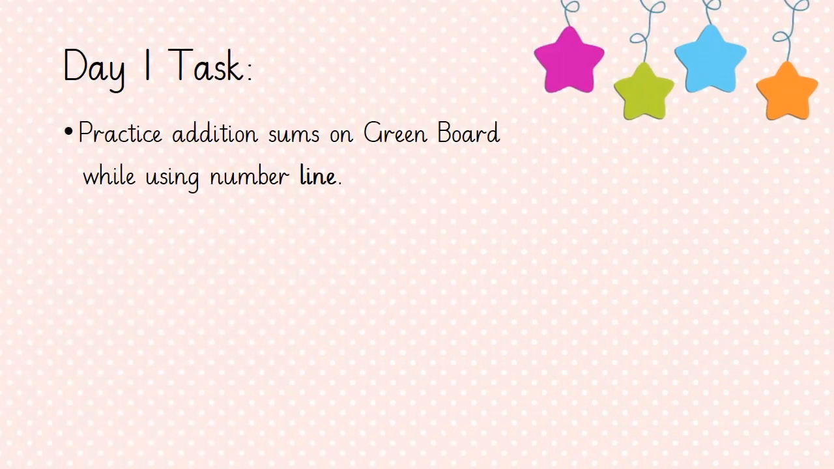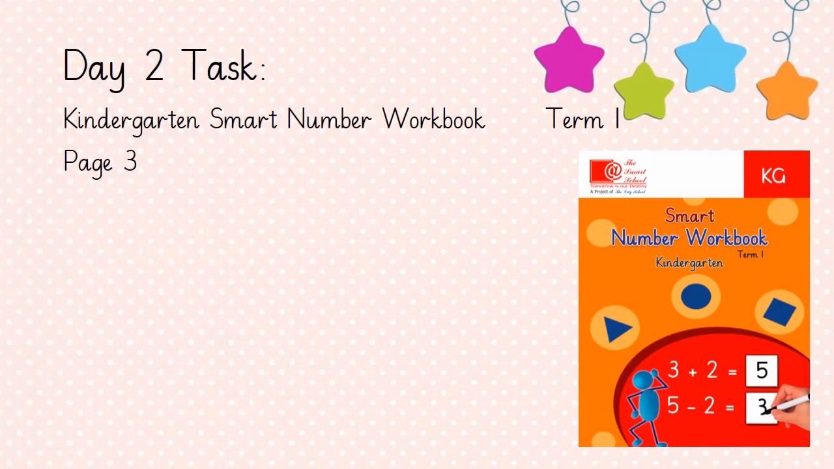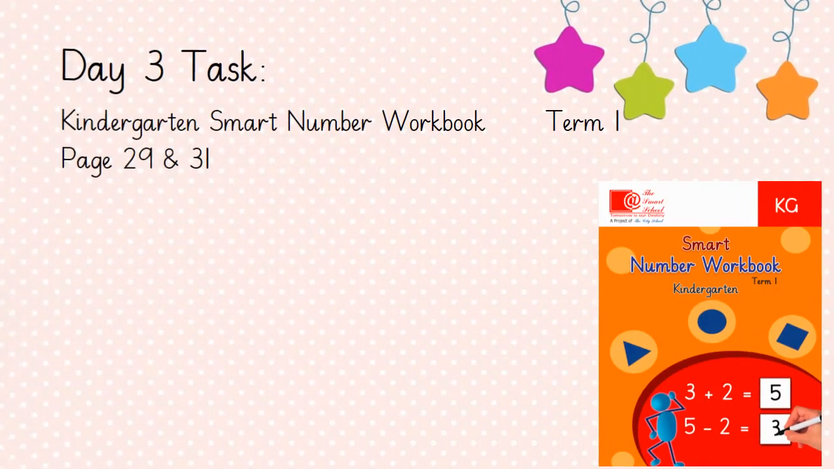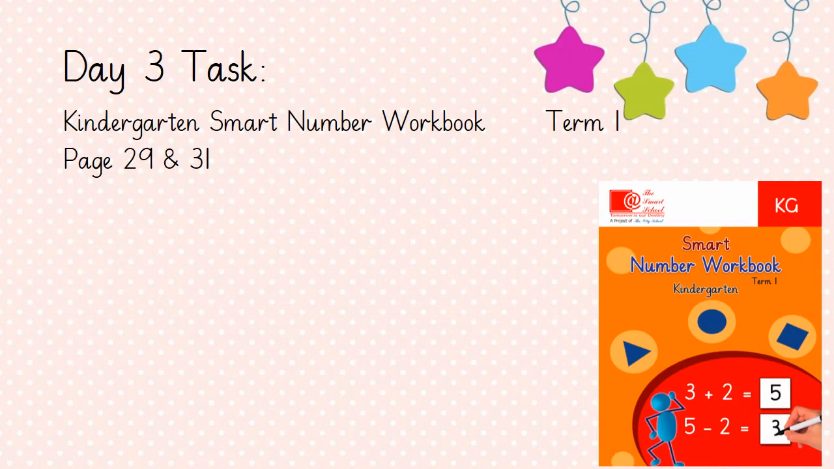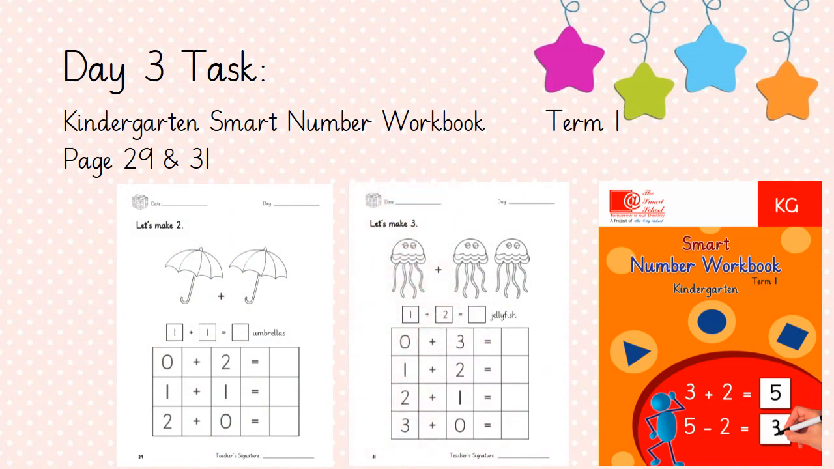It's time to do some more practice of addition sums on our green board while using number line. One sum has been done for you. Now you can solve the rest of the addition sums and show them to your teacher. Best of luck everyone. Take out your Smart Number Workbook, open page number 3 and complete the number line. On page number 29 and 31 of Smart Number Workbook, try to solve the given sums. I'm sure you all can solve them independently.